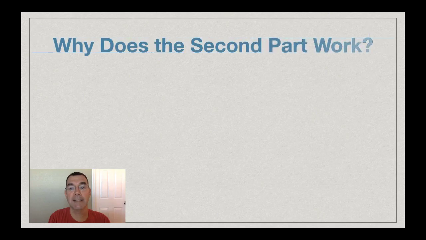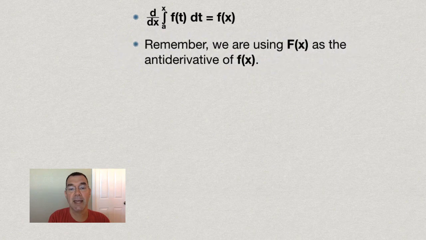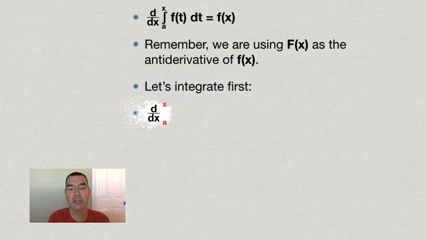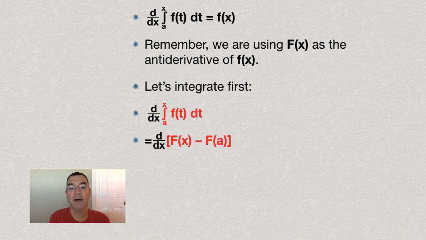All right, so why does the second part actually work? Well, let's look at what it says, and I'm going to start on the left-hand side. And remember, I'm using capital F of x to represent the antiderivative of little f of x. So little f is the derivative of big F, and big F is the antiderivative of little f. All right, so let's integrate first. Let's talk about just that integral part there, and then I will take the derivative. So the antiderivative of f is capital F, and so once I find that capital F, I'm going to plug in the endpoints, the top one first, x, and the bottom one second, and I'm going to subtract the result. So I'll get capital F of x minus capital F of a.